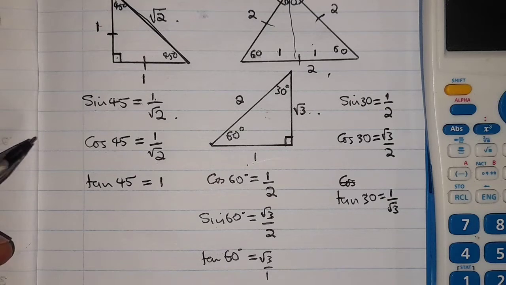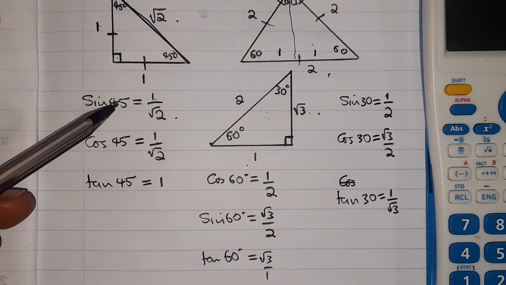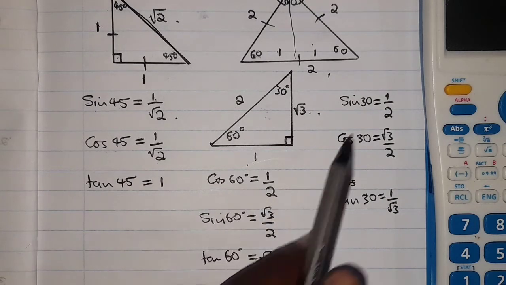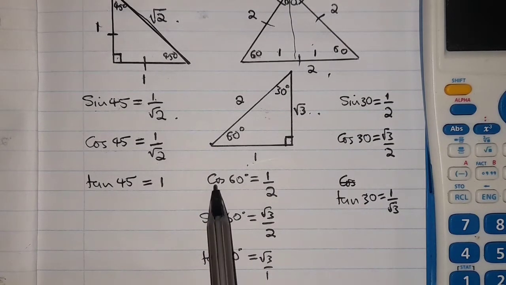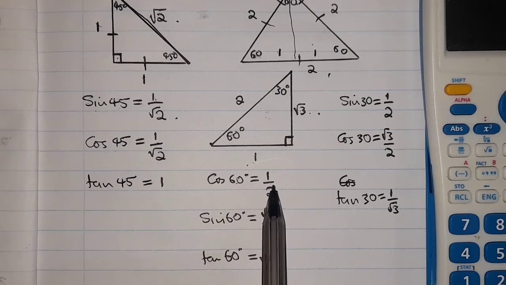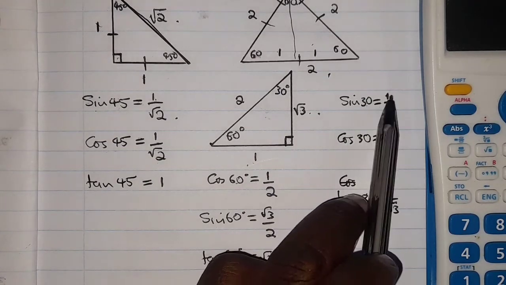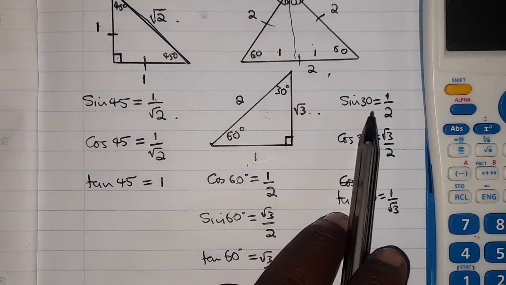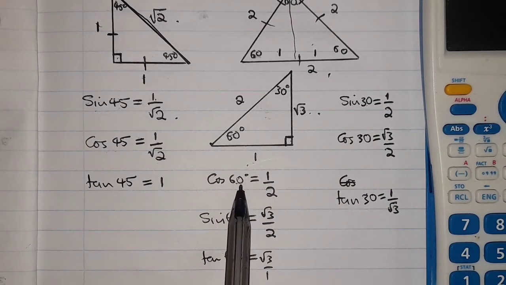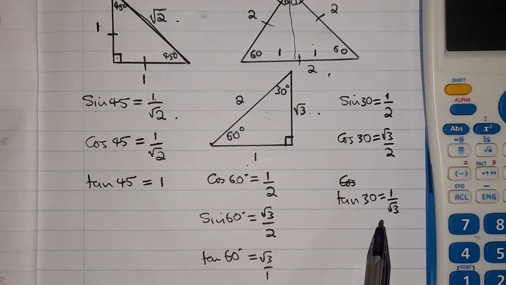These are the trig ratios for 45 degrees, 60 degrees, and 30 degrees. I also want you to notice that cos 60 is 1/2, sine 30 is 1/2. These are equal. So that means sine 30 is equal to cos 60. And I also want you to notice that 60 and 30 are complementary angles. They add up to 90 degrees.